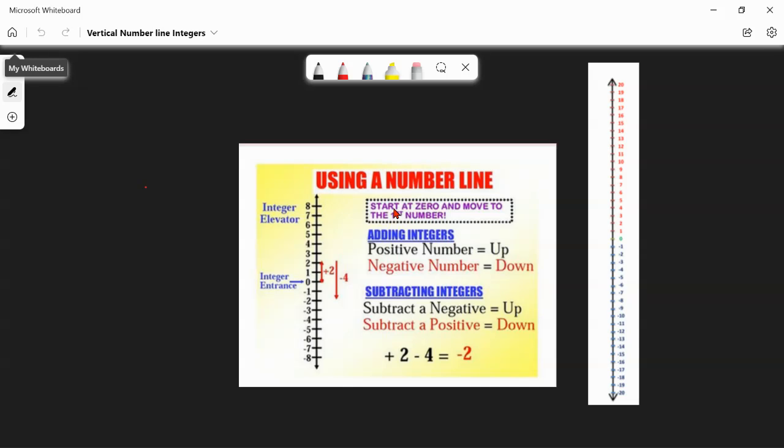So it says start at 0 and move to the first number. And this is when we add and subtract. We're not going to be subtracting this week. We will be adding. I'll be back for that. Anytime you're using the vertical number line, positive numbers go up, negative numbers go down.